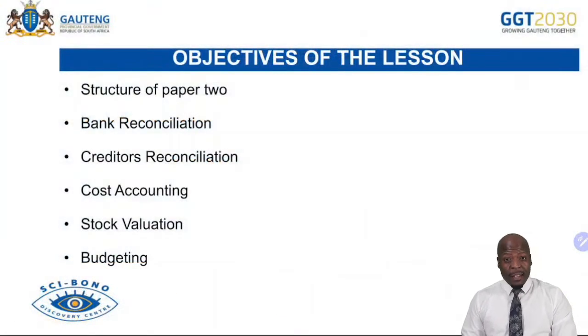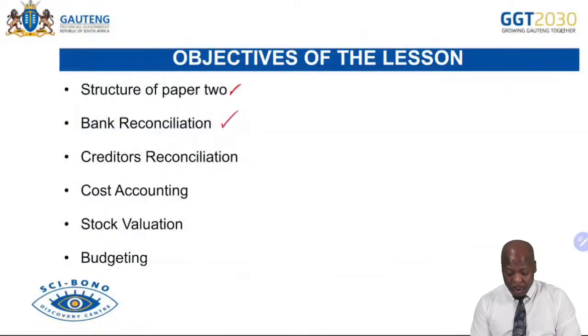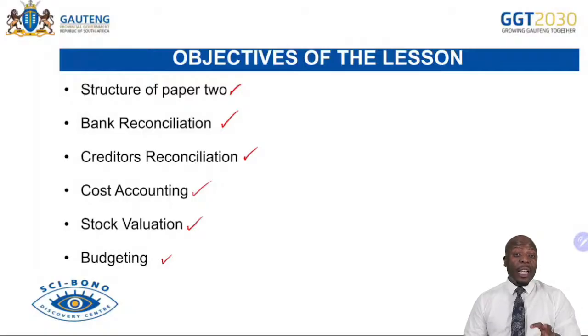Here are my objectives for today's class. I will talk on the structure of paper 2. I'll also touch on the bank reconciliation. I will do the creditors reconciliation, and then I will also touch on cost accounting. Inventory valuation together with budgets will be done in today's class. Whatever I will not have touched, I will still point you to some of those topics so that you can prepare in your own space.